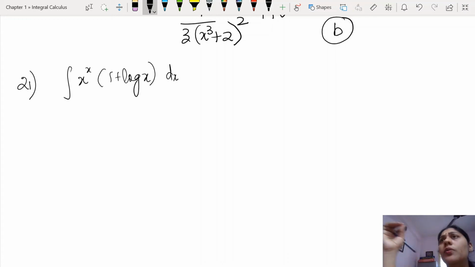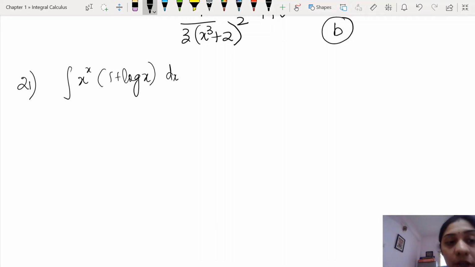What rule will you apply here? Will you apply substitution? Will you apply parts? Will you apply partial fractions and so on? And how would you do that? You would do that by first practicing your differentiation thoroughly. That is why I'm again and again telling you that differentiation is very, very important.